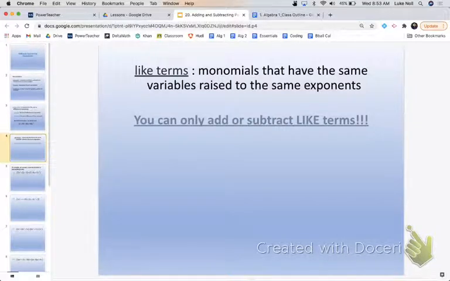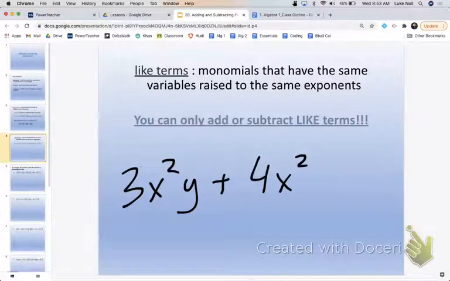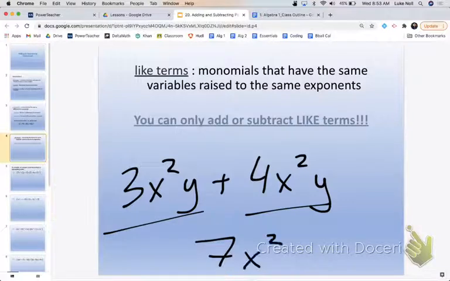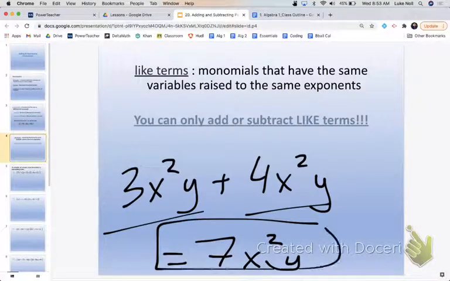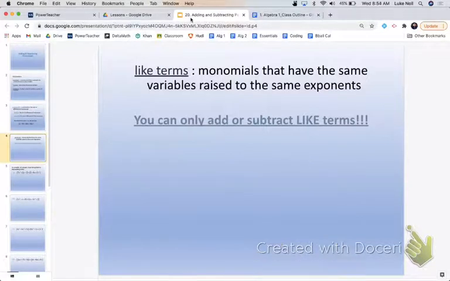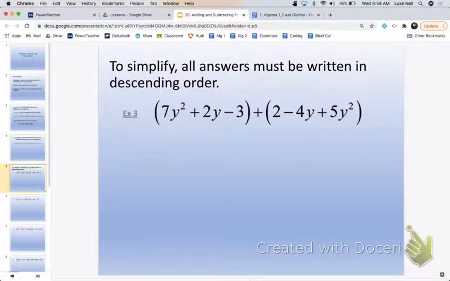But if I gave you something like this, those are like terms, and you can add those together. 3x squared y plus 4x squared y would be 7x squared y, right? You can add those together because they have the same variables to the same exponents, okay? You can only add or subtract like terms, so that's what we're going to practice today. So, let's look at an example. Simplify this expression.